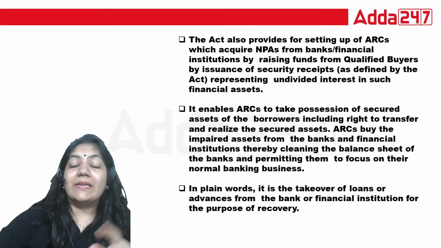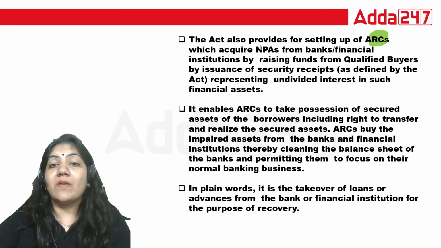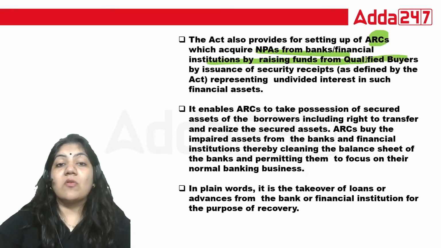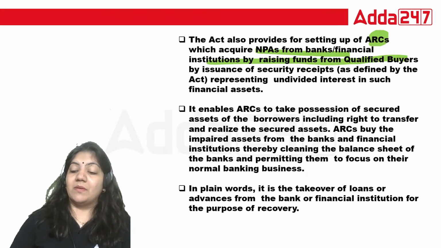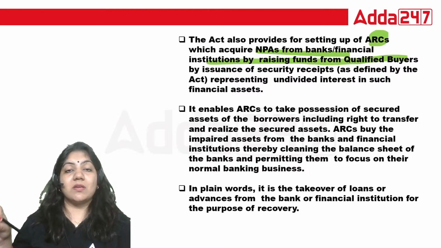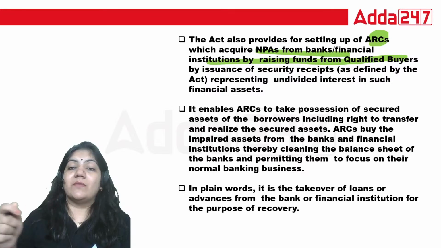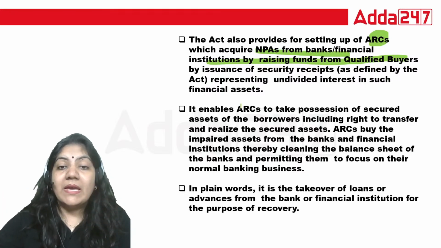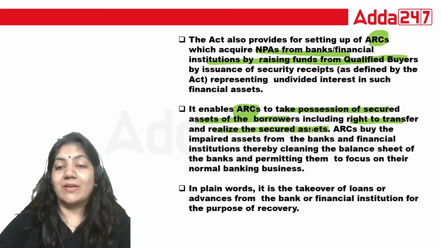Okay. The Act provides the setup of ARC, that is an asset reconstruction company, which acquires NPA from the bank and financial institution by raising funds from the qualified buyer. So we know that if the borrower is not able to pay the money, then the bank will give a security receipt to the ARC company. ARC company then will search for the qualified buyer, and the qualified buyer will take the security receipt and give money to the ARC company. Okay. It enables ARC to take possession of secured asset of the borrower, including the right to transfer and release the secured asset.